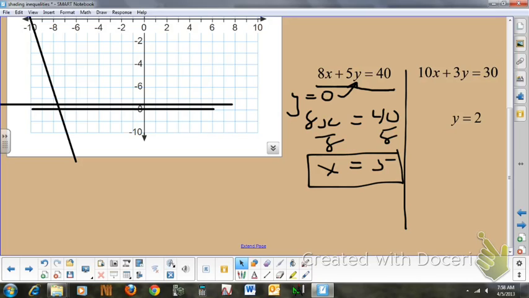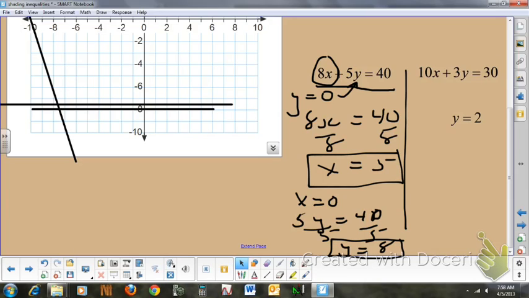And then we do the same thing for the y-intercept, where x is equal to 0, and we stick that into the equation up here. X is 0 turns that to 0, and then we're left with 5y is equal to 40, and we divide everything by 5, and we get y is 8. That's another point. So we have x is 5 and y is 8, and we'll go up into the graph and plot those.